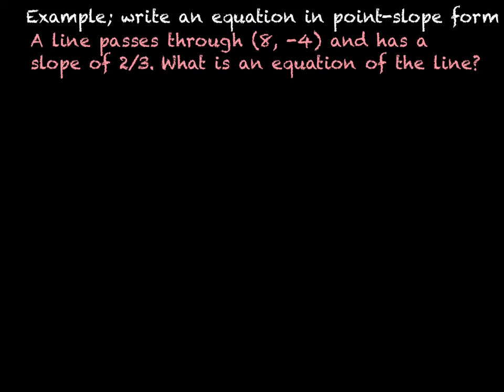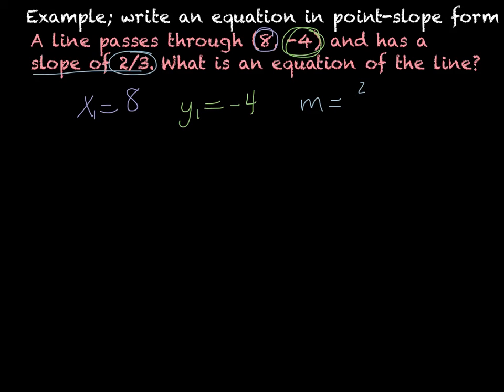So we have another example here. A line passes through the point (8, -4) and has a slope of 2/3. What is an equation of this line? So we have my x1 term, which is the first number in the point, so that would be 8. We have our y1 term, which is the second number in our point, which is the -4. We have the m, which is our slope, the slope of 2/3. And now I put it into my equation.